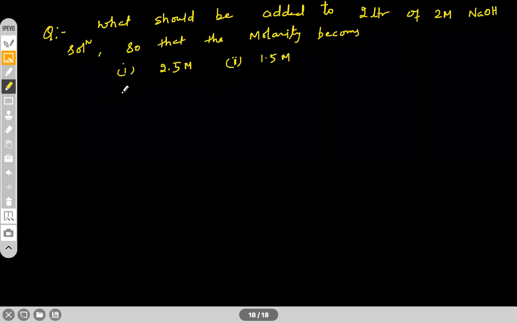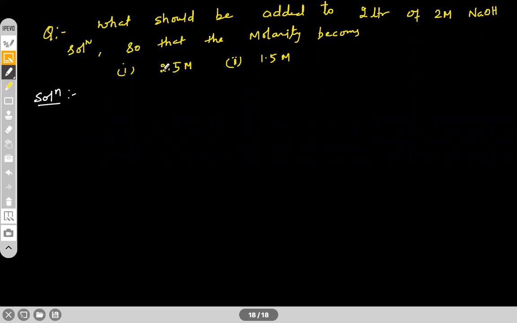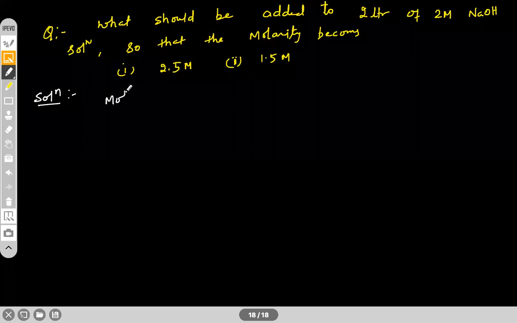See, actually, the question is about what should be added, right? It means we need to add something into this so that the molarity in the first case increases and then decreases. Okay. So we know the formula of molarity.